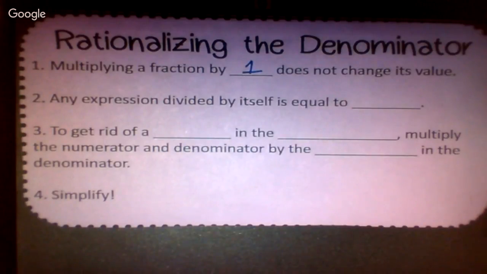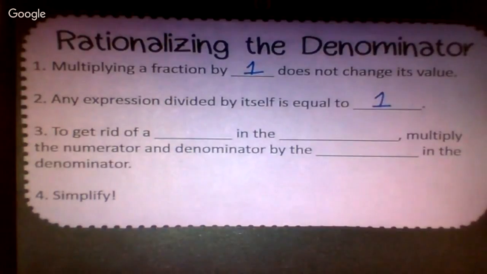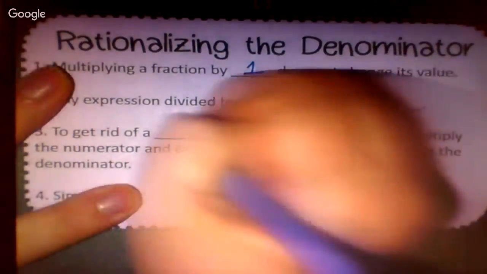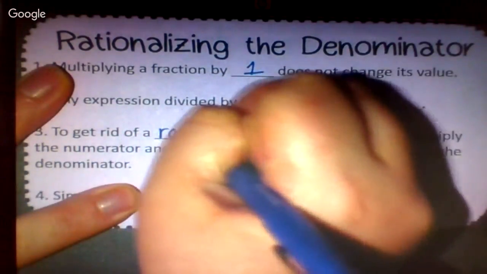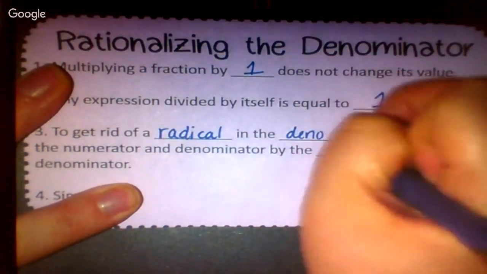Any expression divided by itself is equal to 1. Think about it. 2 divided by 2 is 1. 17 divided by 17 is 1. So when you divide something by itself, its value is 1. So that's basically what we're going to do to rationalize the denominator, to get rid of a radical in the denominator.